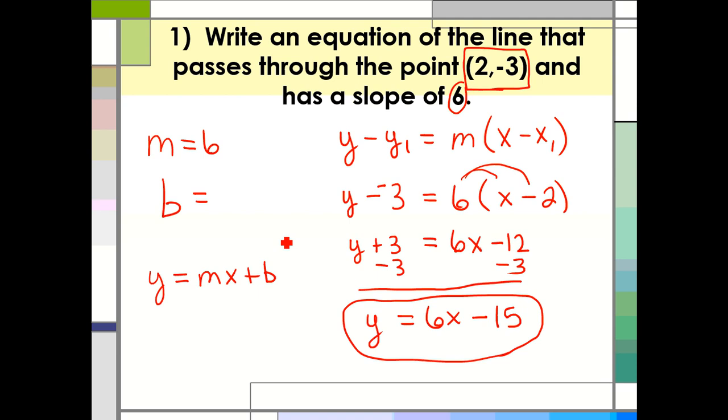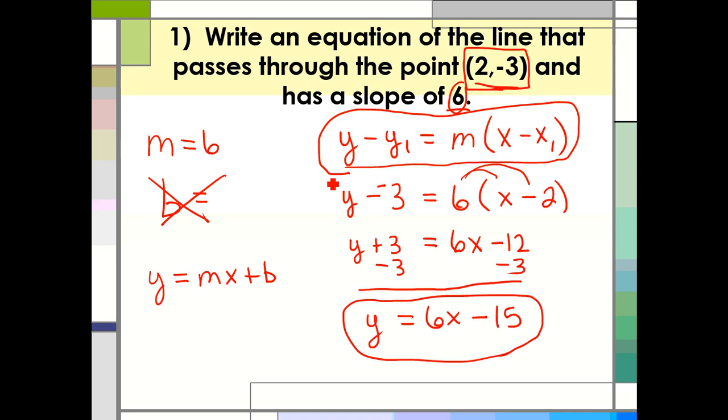So even though we weren't given a b value in the initial problem, because I was given a coordinate and because I was given a slope, I'm able to use this point-slope form in order to come up with this final slope-intercept form. So the equation of the line that goes through the point (2, -3) and has a slope of 6 would be y = 6x - 15.